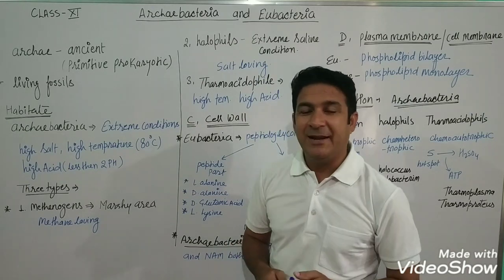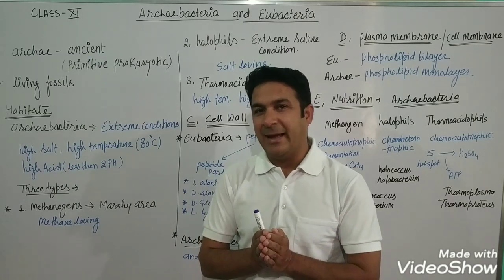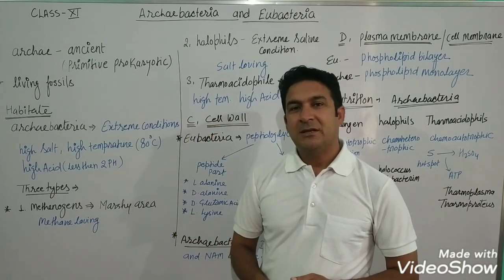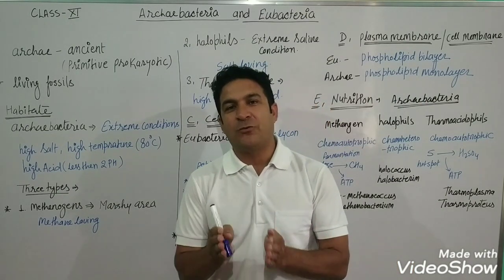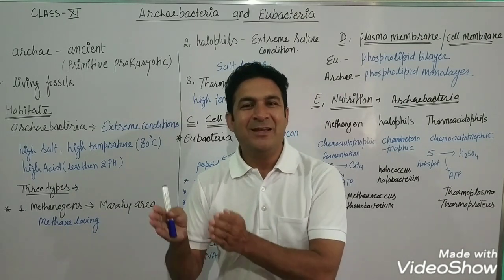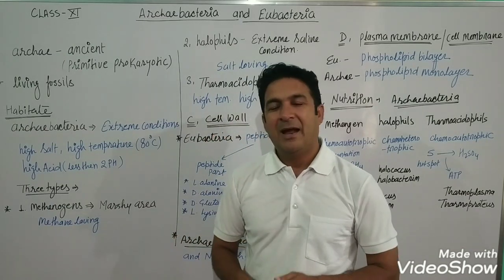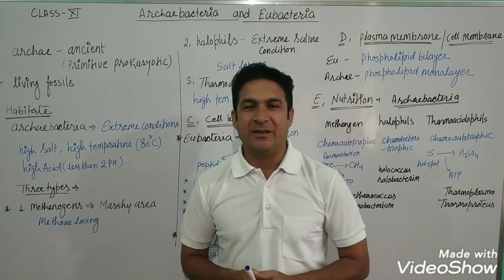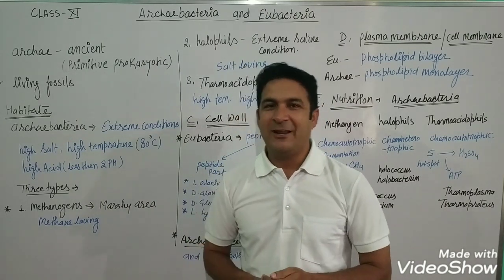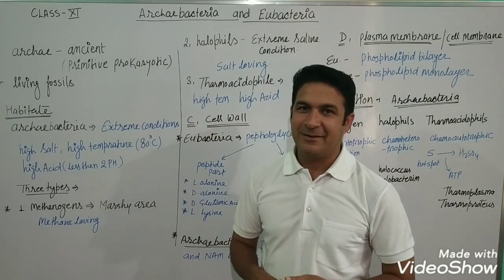On the basis of habitats, we can divide the Archaebacteria into three types. First is methanogens. As the name suggests, methanogens are named after methane. So methanogens are called methane loving bacteria, and these are found in marshy areas. In marshy areas the amount of methane is very high, so because these are methane loving bacteria, they are found there.